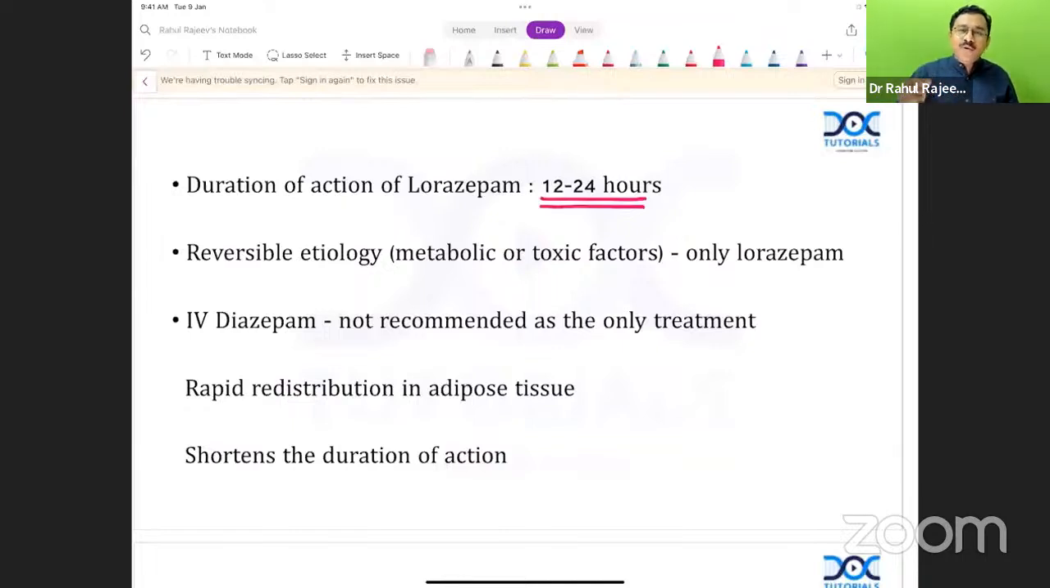Okay. But when you give diazepam, there is a problem. Diazepam is not recommended as the sole treatment. The reason is, suppose in a patient with a seizure due to hyponatremia, I give the patient diazepam. Diazepam has a rapid redistribution in the adipose tissue, which will shorten its duration of action. So maybe the seizure gets aborted then, but since the patient is at a high propensity for developing the next seizure, in the next few hours there is a chance of recurrence of seizure. So as a sole agent, diazepam is not preferred. If you're putting diazepam, you most likely will require a second-line agent as well. Okay, right.